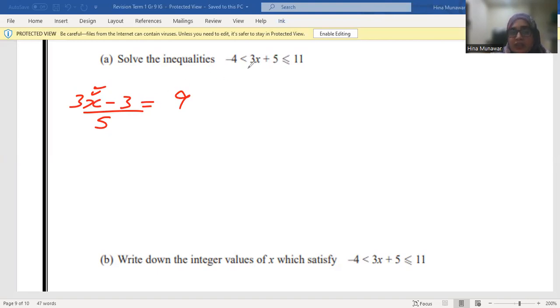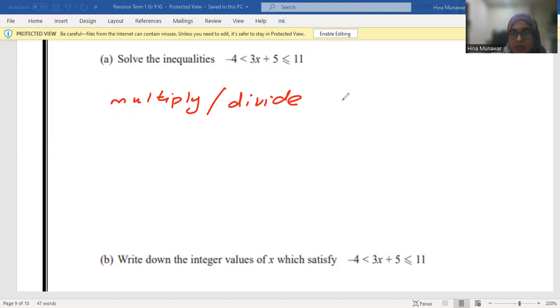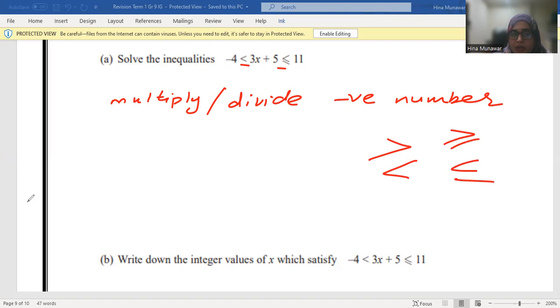You have to do the same as an equality, but there is only one thing you have to memorize: when you multiply or divide by a negative number. Inequalities are when you have a greater than symbol, less than symbol, greater than or equal to symbol, less than or equal to symbol. These are inequalities. If you multiply or divide any negative number on both sides, your inequality will be changed.